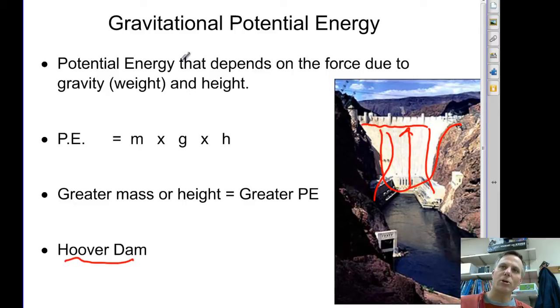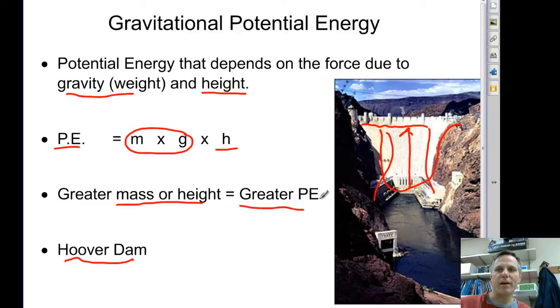So when we're taking a look at gravitational potential energy, which is what this is, gravitational potential energy depends on the force due to the weight and height of the objects. So we can say potential energy is mass times the acceleration of gravity, which is simply weight, times the height. So weight times height is potential energy. The greater the mass or height, the greater potential energy you get out.